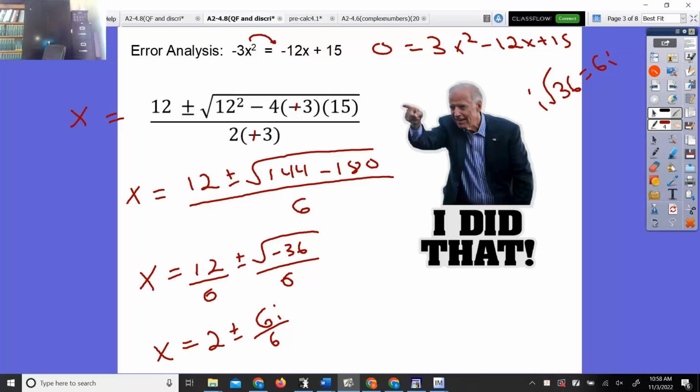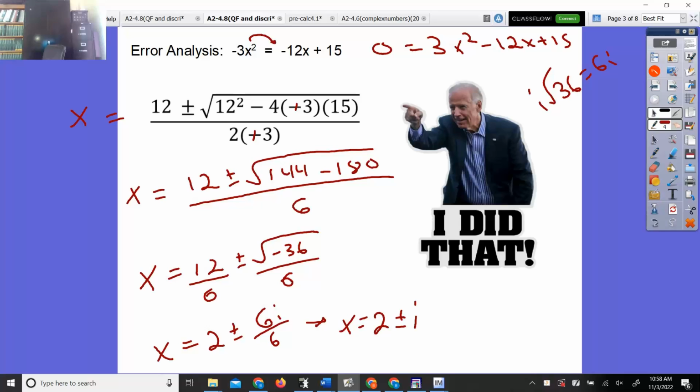You have 6i over 6. You can't just make that i go away. Of course you can. I was getting on to people about cheating. You don't know anything if you cheat all the time. There you go, 2 plus or minus i.